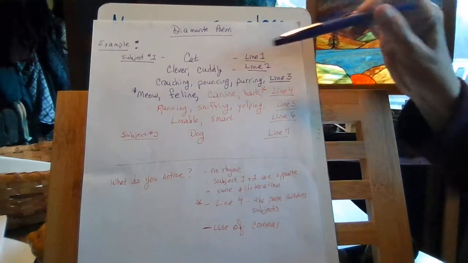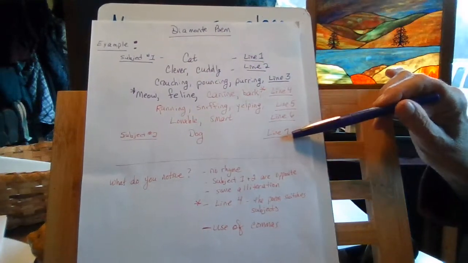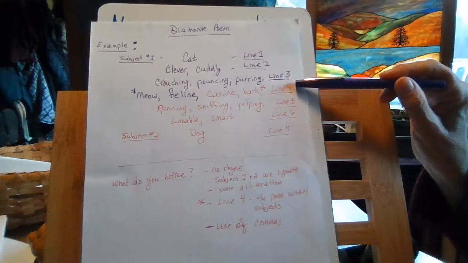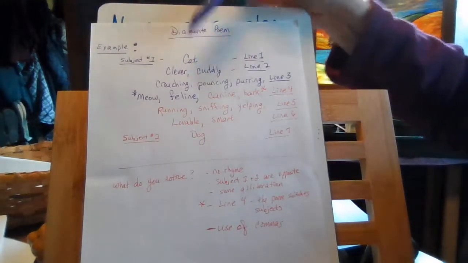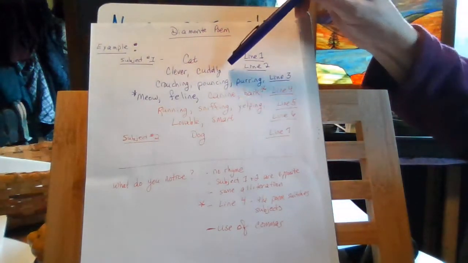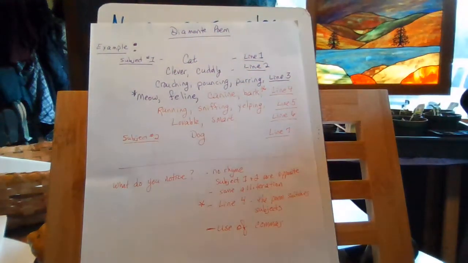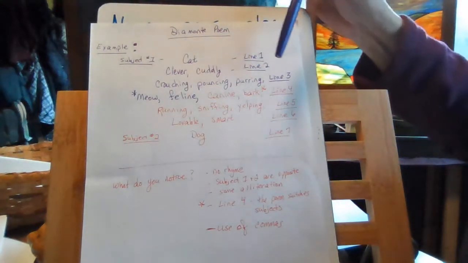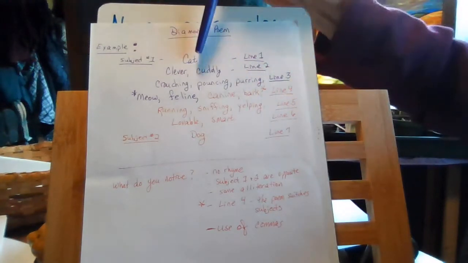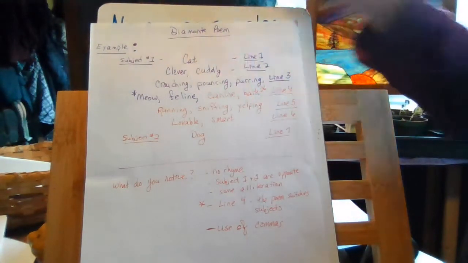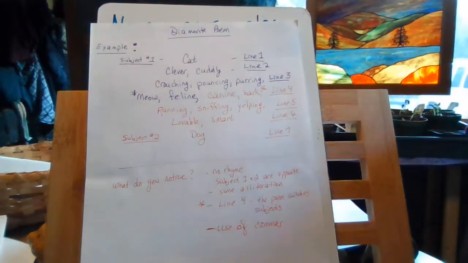Okay, so there are seven lines. The key is line number four. That's where the whole poem switches. Line one is a noun. Line two, two adjectives that describe the noun. Cats are clever and cuddly. Line three are those participle words, the ing words about the cat: crouching, pouncing, purring. Line four are four nouns.